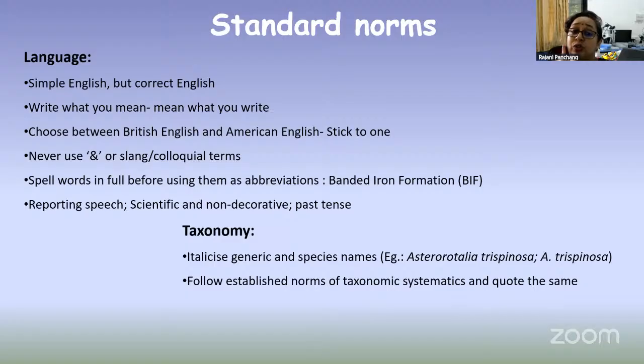Right? Choose between British English and American English. Choose one. Okay? Z, American English. S, Indian English. Right? So it's very important. Never use short forms or slangs. Don't use abbreviations without expanding them. The first time you use IPCC, first write Intergovernmental Panel on Climate Change in brackets, IPCC. Then throughout the chapter you can write the short form. But first time always write the full form.